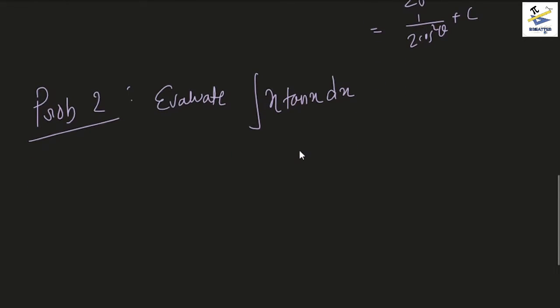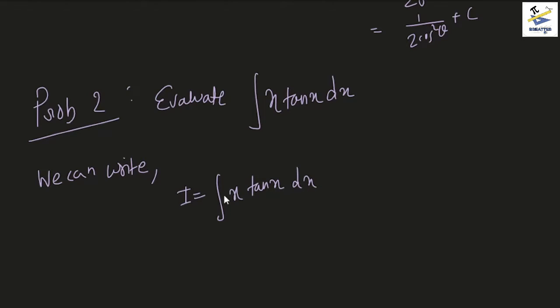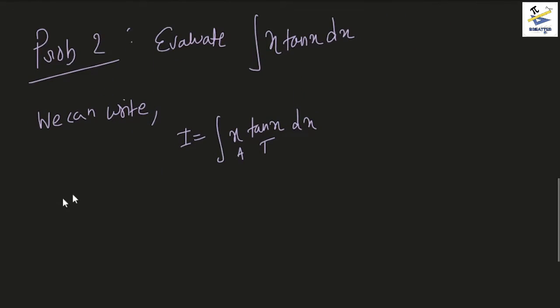We know that given this kind of integral, where it's a product of two different kinds of functions, where x is an algebraic one and tan x is a trigonometric one, we can write that I equals the integral of x tan x dx, right? And we can notice that x is an algebraic function and tan x is a trigonometric function. To clarify, I'll just write it down here. x is algebraic and tan x is trigonometric.